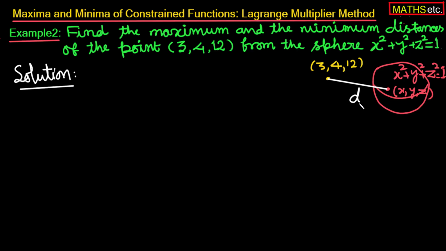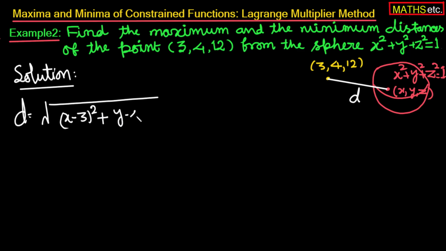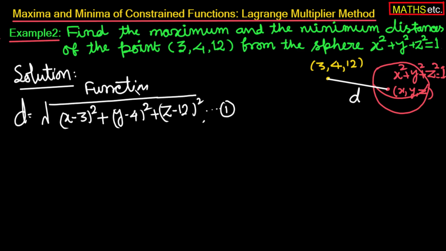The distance d of any point (x, y, z) on the sphere from the fixed point (3, 4, 12), we use the distance formula. So d will be the square root of (x minus 3) whole squared plus (y minus 4) whole squared plus (z minus 12) whole squared. So this is equation number 1, and this is our function which we have to maximize and minimize.